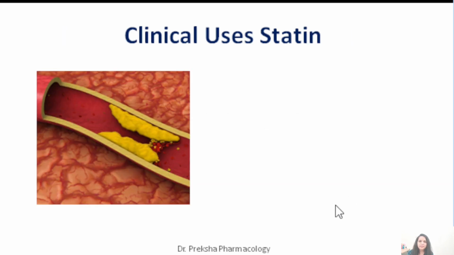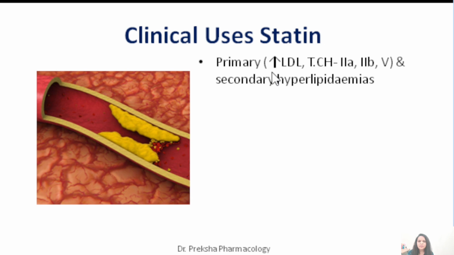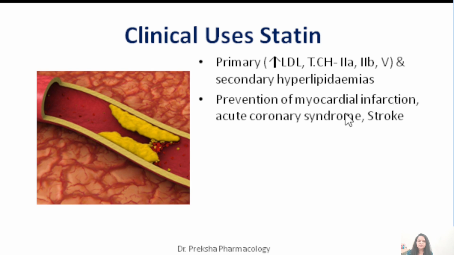Now coming to the clinical uses of the statins. In primary hyperlipidemia, where there is a raised level of LDL and total cholesterol, and in type 2A, type 2B and type 5 hypercholesterolemia, in all these cases statins are the preferred drug. Statins are also used for the prevention of myocardial infarction, for prevention of acute coronary syndrome, to prevent the acute attack of angina, and also in the prevention of stroke.